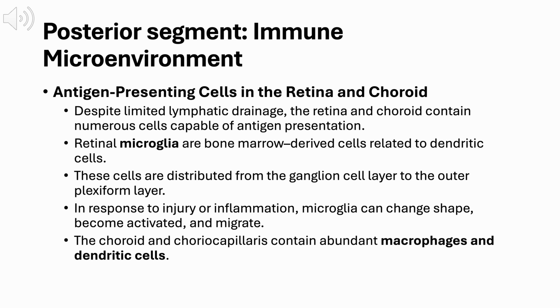In the resting state, they're quiet and ramified, but in response to injury or inflammation, microglia can change shape, become activated, and migrate to the site of trouble, a dynamic behavior you'll hear invoked in many retinal inflammatory and degenerative diseases. The choroid and choriocapillaris, for their part, are rich in macrophages and dendritic cells, consistent with that leaky, plasma-exposed environment we just described. So the posterior segment pairs a sealed barrier with a well-staffed surveillance network. Let's look more closely at the other immune cells within the choroid.